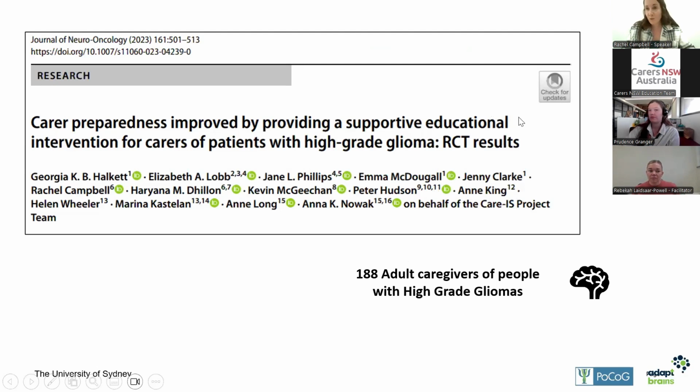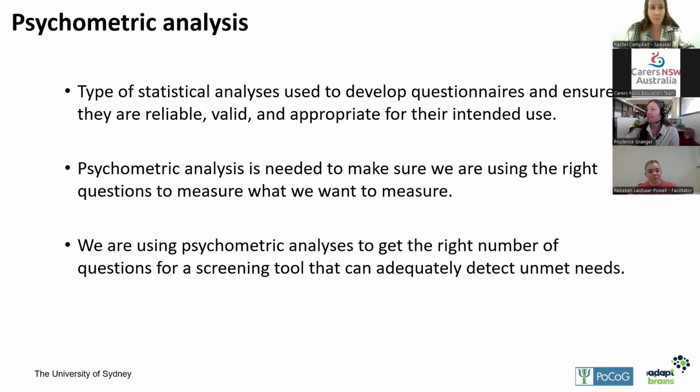And so how did we do this? Well, we were quite fortunate that we were able to access data from a randomized controlled trial of carers of people with a brain tumor, where all of the carers had completed that longer 44-item supportive care needs survey at baseline. And so we had access to that data, and we were able to perform secondary psychometric analysis on that data to develop our briefer screening tool for people with brain tumor.